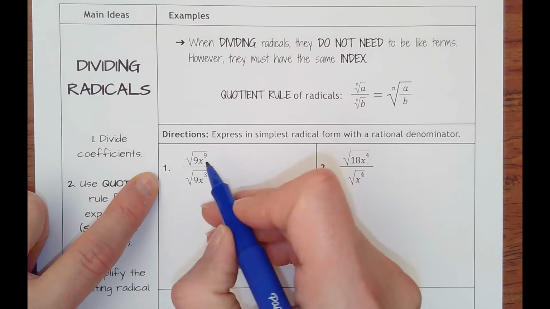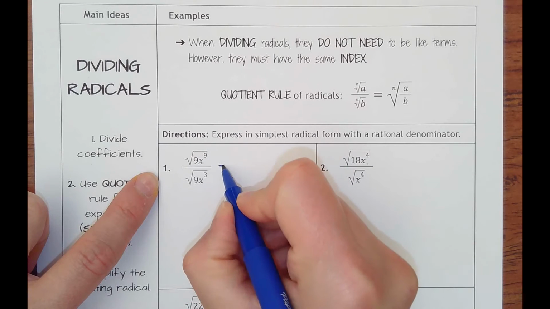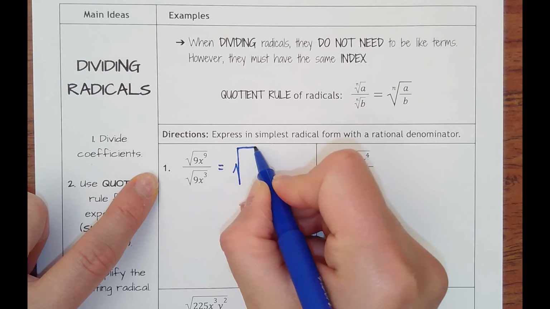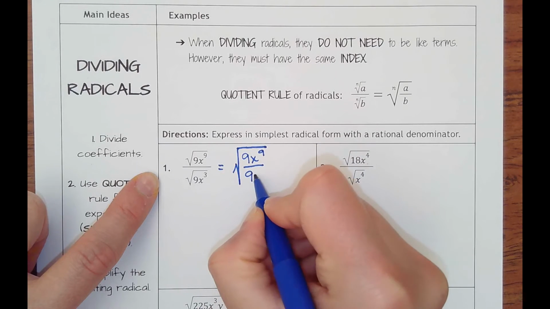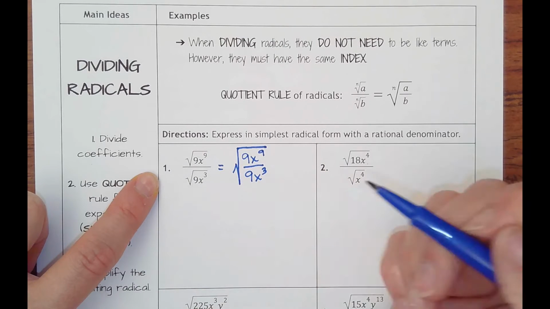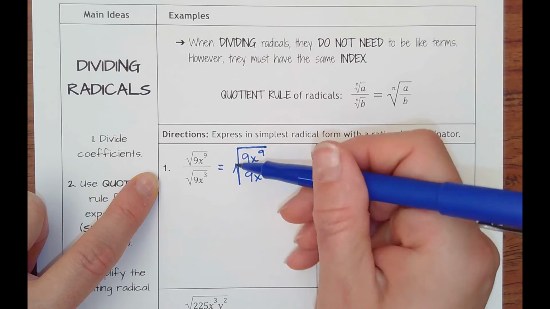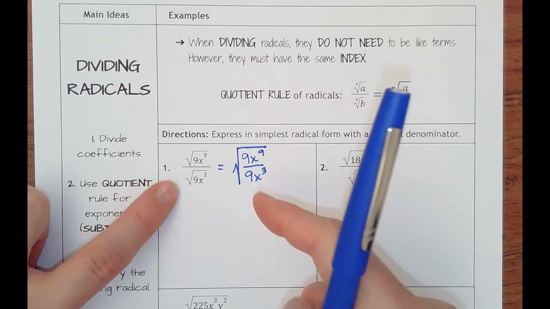In number 1, we have the square root of 9x to the 9th divided by the square root of 9x cubed. How I could really write this is one big square root with 9x to the 9th divided by 9x cubed. So instead of having square roots over both the numerator and the denominator, I put one large square root and then have the numerator and the denominator inside it. Those are the exact same thing.